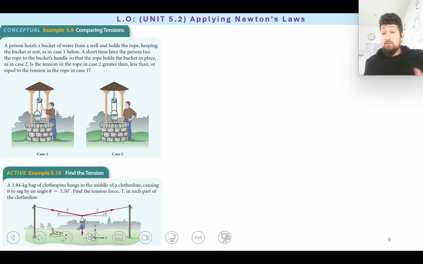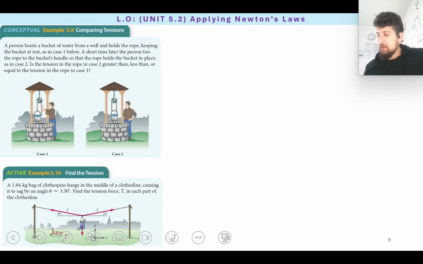Let's look at an example, and examples make everything easier. A person hoists a bucket of water from a well and holds the rope, keeping the bucket at rest, as in case 1 below. A time later, the person ties the rope to the bucket's handle so that the rope holds the bucket in place, as in case 2. Is the tension in the rope in case 2 greater than, less than, or equal to the tension in the rope in case 1?